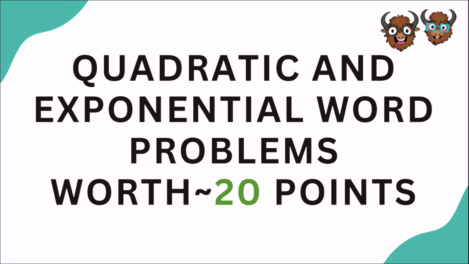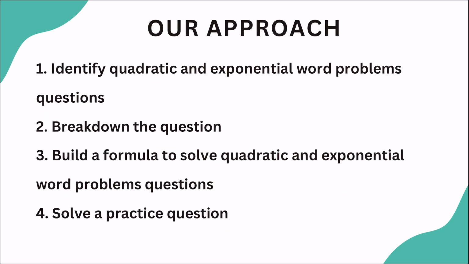Today, we're going to be going over quadratic and exponential word problems. Now, these are worth about 20 points on your average SAT, so an important concept to know. Our approach to these is going to be to identify quadratic and exponential word problems questions. We're going to break down the question. We're going to build a formula to solve them, and we're going to solve a practice question together.